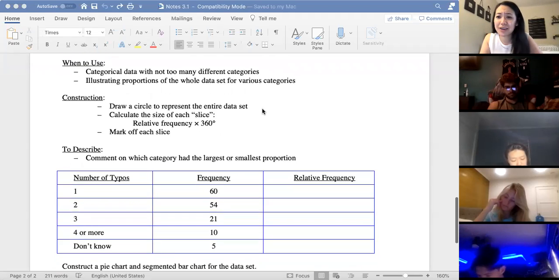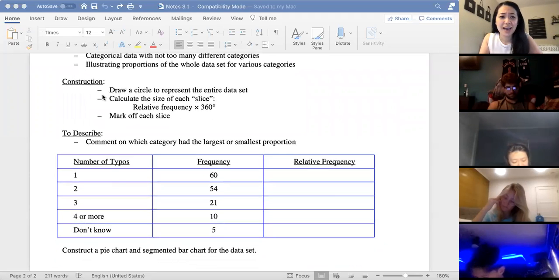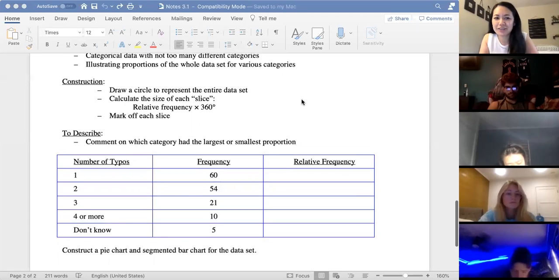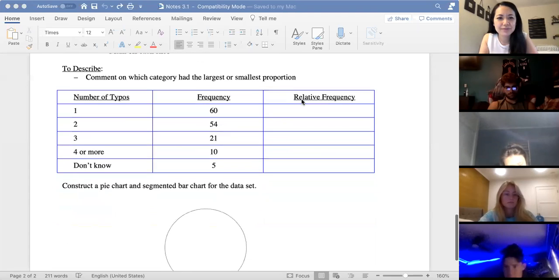All right, and I think you guys know how to do it. I know the construction talks about getting the exact degree. Since we're just sketching, you can just eyeball it for this class. All right, just kind of eyeball each slice.